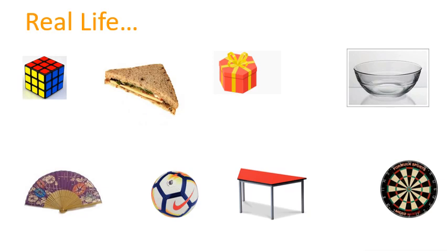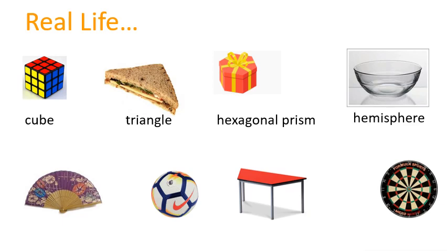The first one's name gives it away, Rubik's Cube. The next, your parents might cut your lunch into triangles. The next, the gift box, that's the shape of a hexagonal prism. The mixing bowl, it's half a sphere, which we call a hemisphere. Then that fan's folded out into a semicircle.